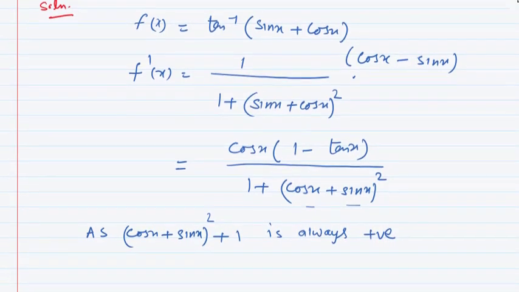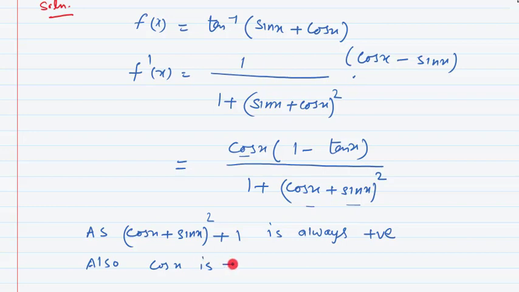Next thing, let us see cos x. Cos x will also be positive in the interval 0 to pi by 4, that is in the first quadrant. So we'll mention here also, cos x is positive for all x in 0 to pi by 4.